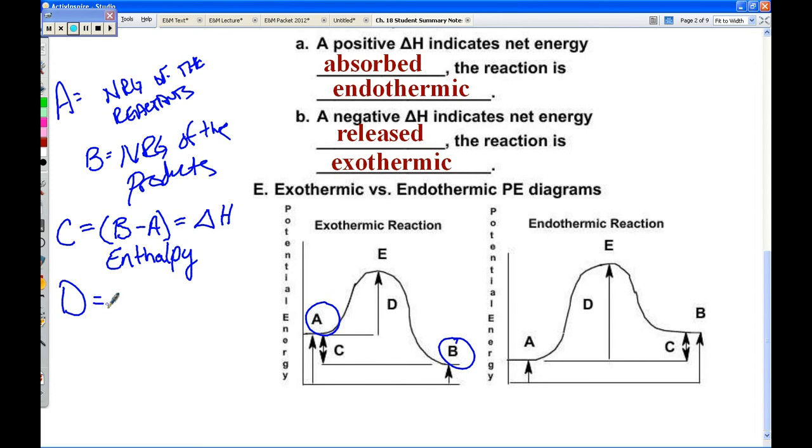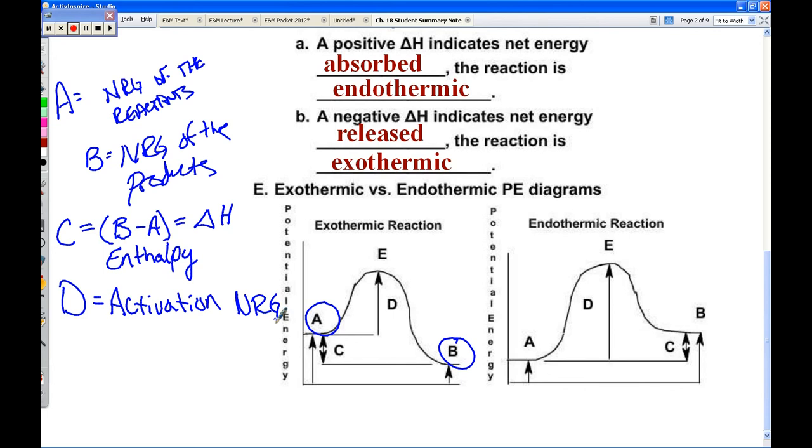D. Okay, D equals, well, what? What is the amount of energy it takes to get over the top of the hill? This is called the activation energy. That's the activation energy is D.